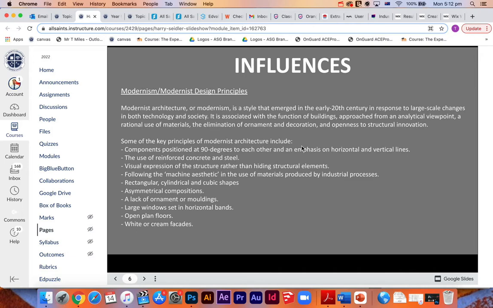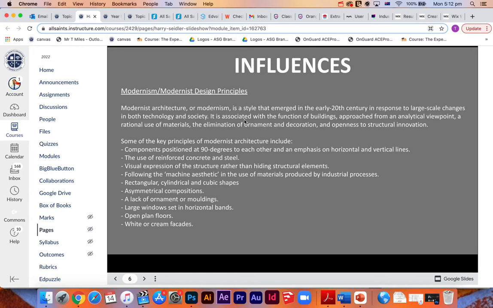So there's a lot of big words there, but basically what it means is that the materials and the kind of shapes used were influenced by the current technology of the time. So industrialization was a big thing. There was large scale production of things like concrete, glass, big wooden beams. A lot of the materials used in modernist architecture were inspired by the materials being introduced or produced in the world at the time.